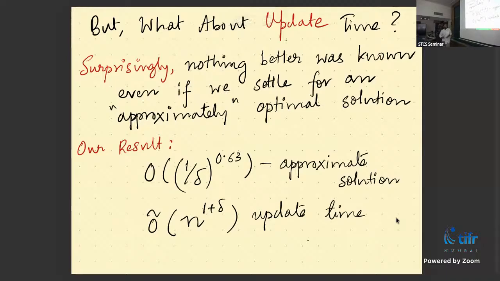So here is the result. Let me just unpack that. What is it saying? The update time of our algorithm is n to the 1 plus delta, where again I'm hiding some logarithmic factors inside, and we have a (1 over delta) to the 0.63 approximation. Okay. So just to contrast, if you run Dijkstra, you would get O tilde of n squared, but here we are getting n to the 1 plus delta. So delta could be any small constant.